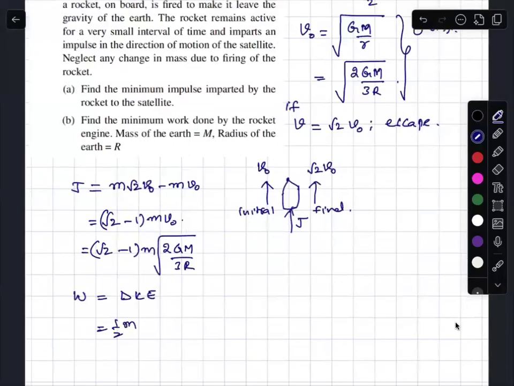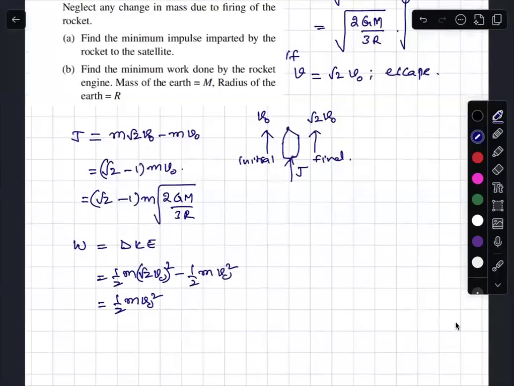Final is half m (√2 v0)². Initial is half m v0². So what is going to be the factor? It is simply half m v0². Here half m v0² is nothing but GM times 2GM... small m by 2 times 3R. So therefore the answer is G capital M small m by 3 capital R. That is the work pattern.